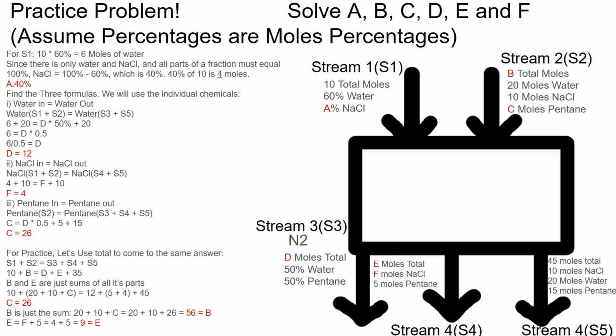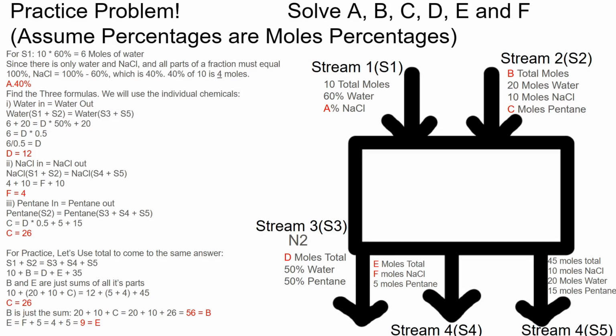So, time for a practice problem. Solve A, B, C, D, E, and F. So, for S1, we know that it's 10 times 60%, which is 6 moles of water. Since there is only water in NaCl, and all parts of a fraction must equal 100%, NaCl is simply just 100% minus 60%, which is 40%. And 40% of 10 is 4 moles, so therefore A is 40%.